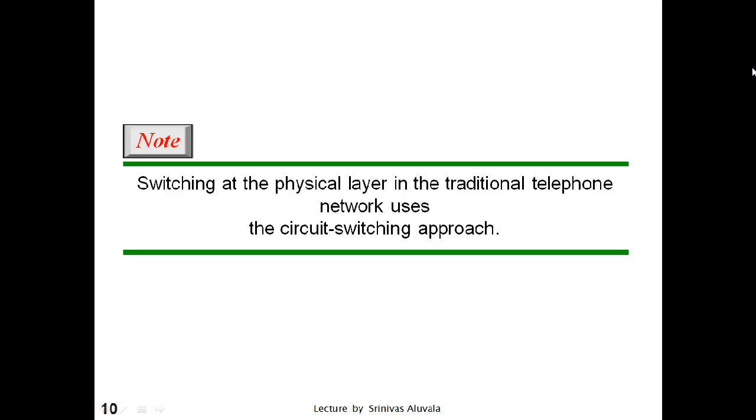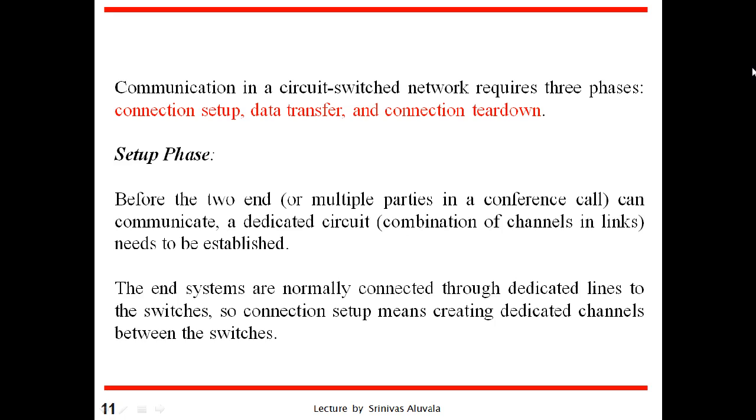Switching at the physical layer in the traditional telephone network uses the circuit switching approach. Communication in a circuit switched network requires 3 phases: connection setup, data transfer, and connection teardown. Setup phase: before the two ends can communicate, a dedicated circuit or a temporary dedicated path needs to be established. The end systems are normally connected through dedicated lines to the switches. Connection setup means creating dedicated channels between the switches.